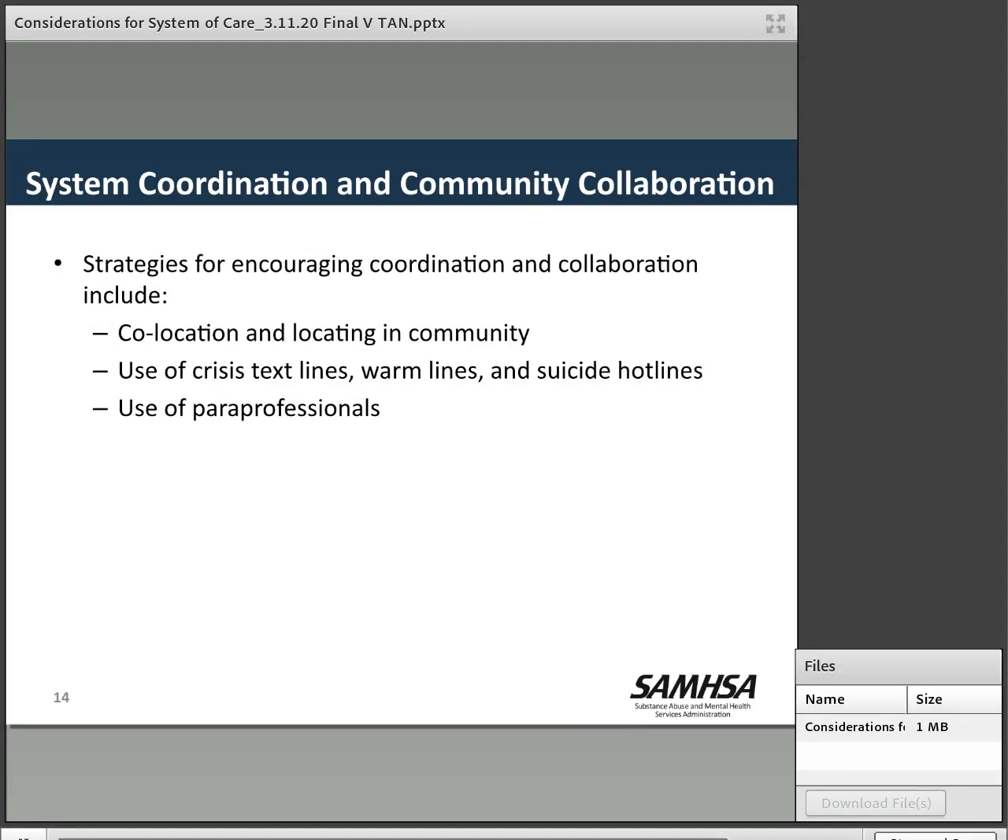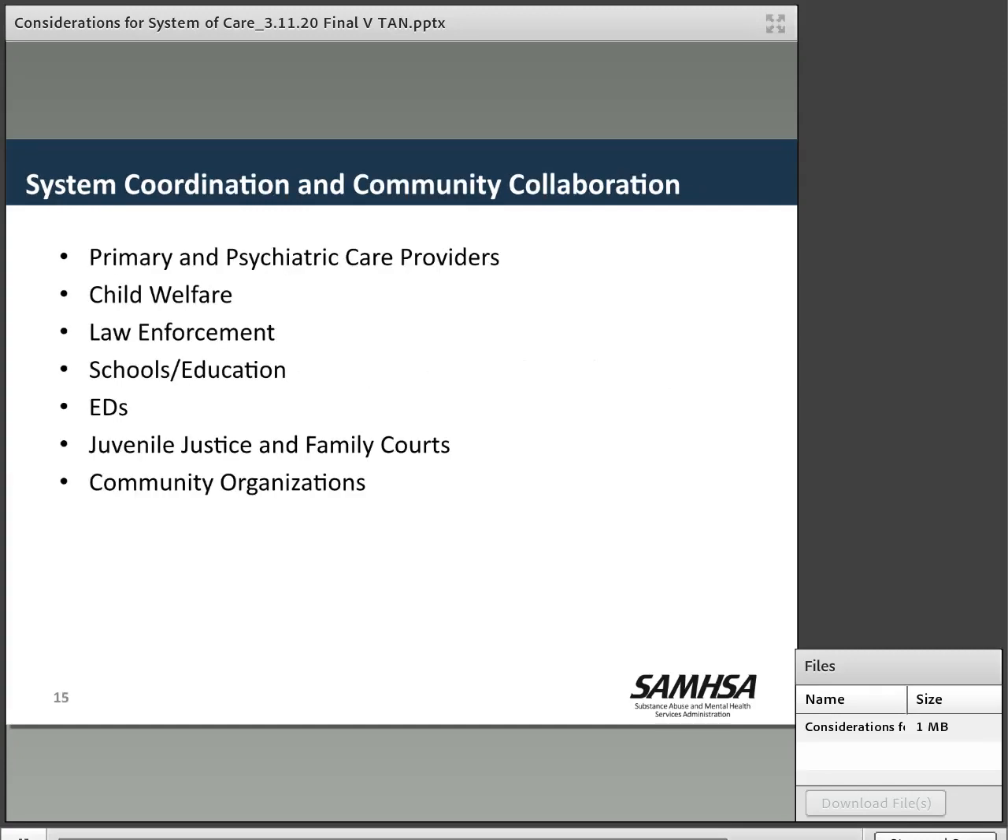Strategies for encouraging coordination and collaboration include the co-location of partners in the community. What that might look like, certainly what it looks like in New Jersey, is a mobile response team might outpost a team to a particularly rural part of a community by using shared office space and shared tools. The use of crisis text line and warm lines and suicide hotlines, and connecting those things so that they all connect to each other and are partners within the context of the work, is really important. And certainly the use of paraprofessionals and peer support within the work is important.